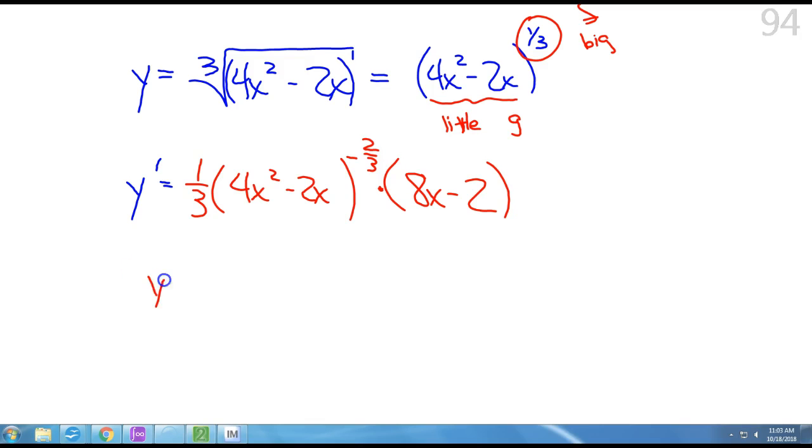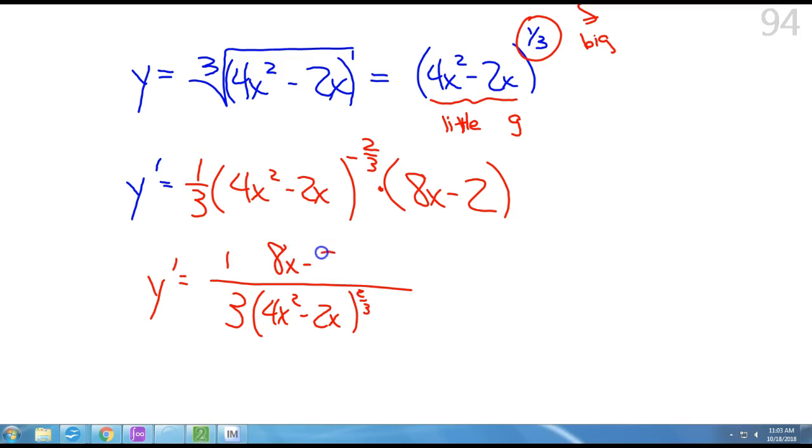Now get rid of the negative exponents. The 1 and the 3 chop it up for me. The 4x squared minus 2x goes on the bottom. The power will become positive. And then the 8x minus 2 goes on top. Either erase that 1 or put it in parentheses so it doesn't look like 18 or something. So I'll probably just do that. Questions there? How many had that?